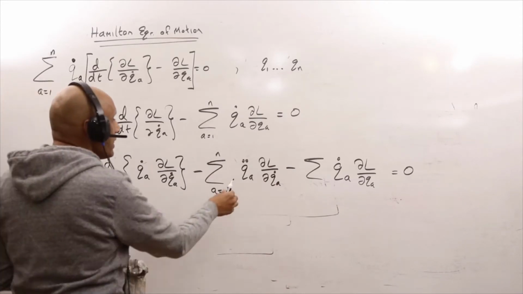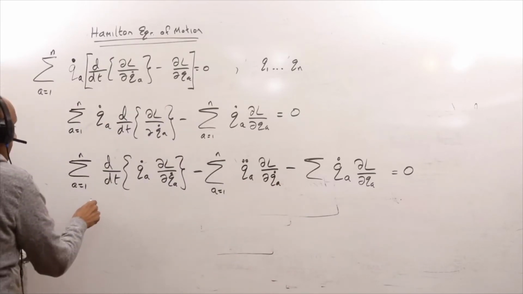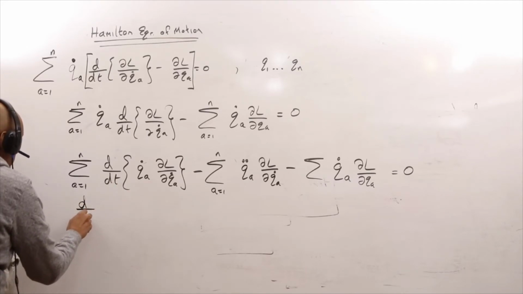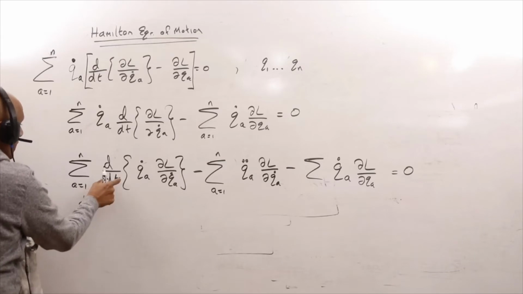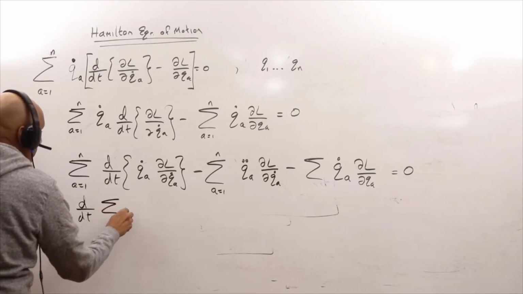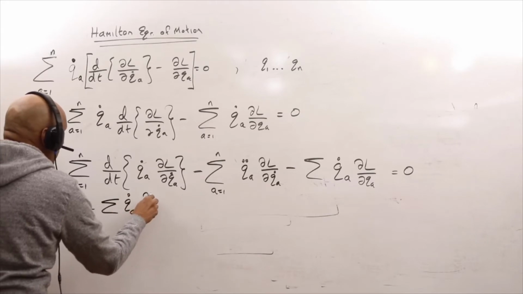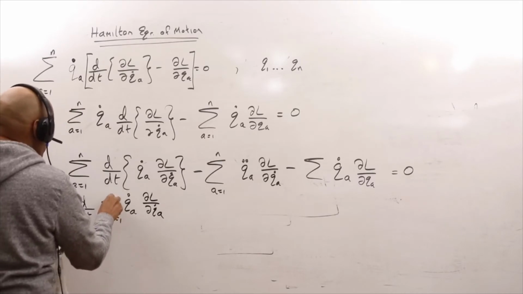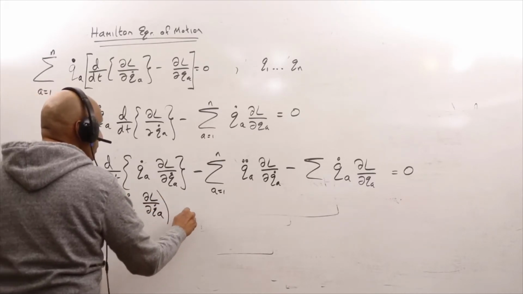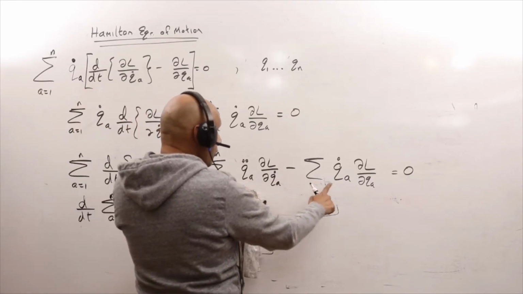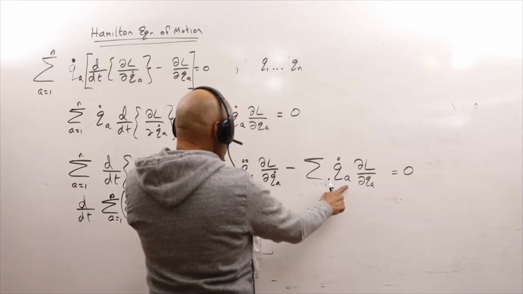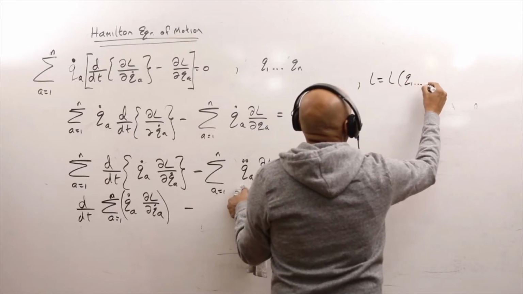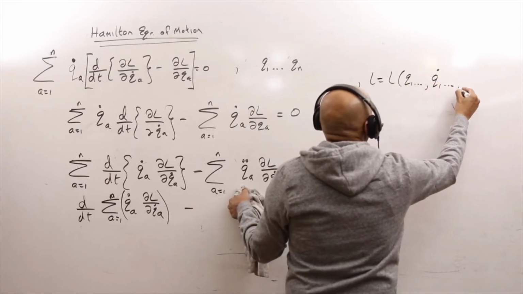Now if you take a look at this equation right over here, I can pull this out. I will pull it out and get it over with. So the derivative of time, I can pull it out, and we're left with the sum of Q dot a times the partial of L with respect to Q dot a, taken from 1 to n, minus. And if you look carefully at this equation right over here, remember, L is a function of Q's and Q dots and time.